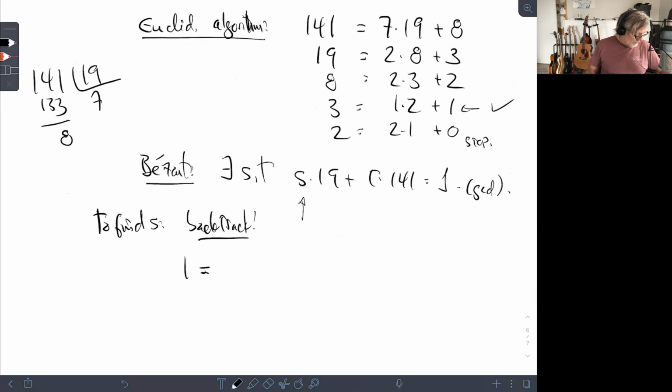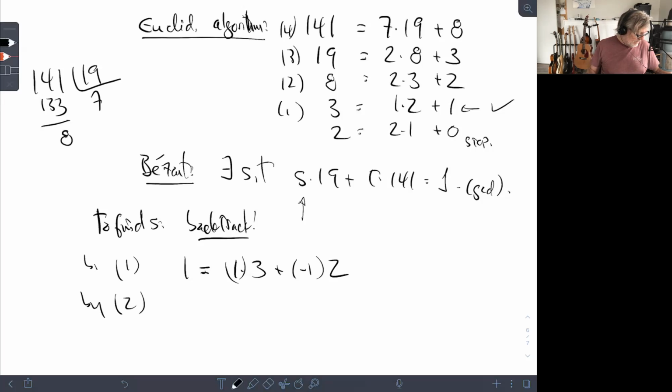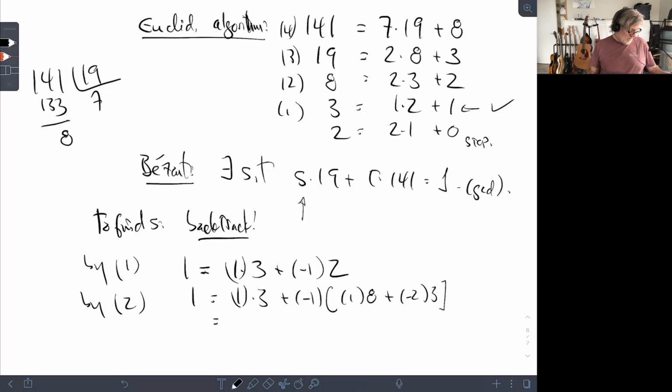So 1 is 3 minus 2. 1 times 3 plus minus 1 times 2. Then I go up. This is my first equation, second equation, third equation, fourth. This is using 1. Now I'll replace the 2. 1 times 3 plus minus 1 times 2 is 8 minus 2 times 3. So this is 3 times 3 plus minus 1 times 8. Yes, 9 minus 8.